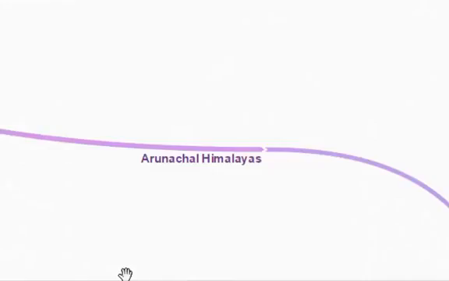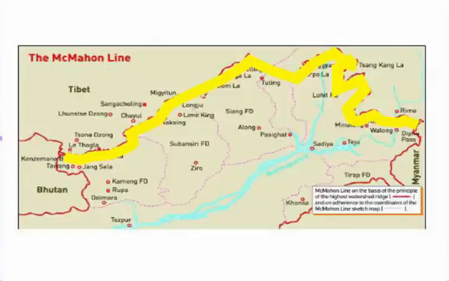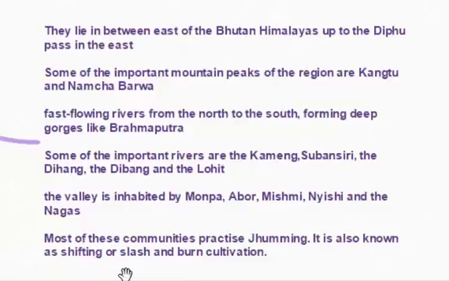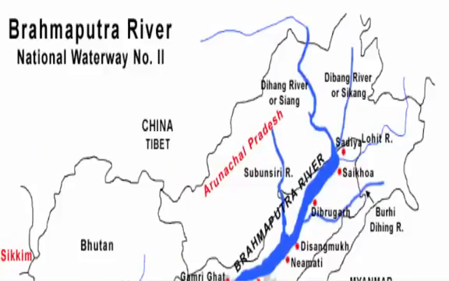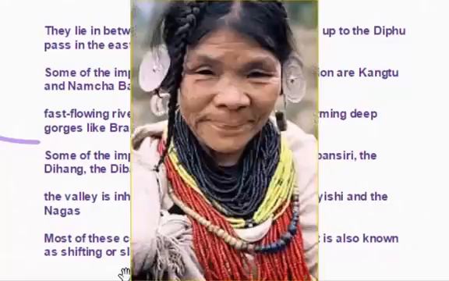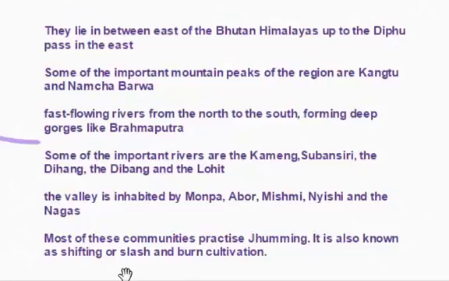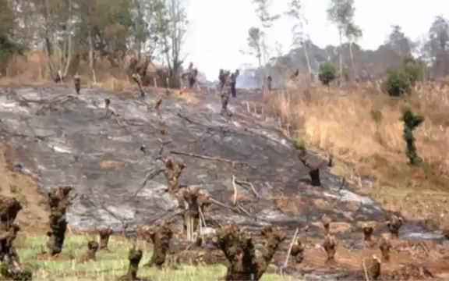Let's move on to the Arunachal Himalayas. They lie in between east of Bhutan Himalayas up to Diphu Pass in the east. Some of the important mountain peaks of the region are Kangto and Namcha Barwa. Rivers like Brahmaputra, which are fast flowing rivers from north to south, form deep gorges. Some of the important rivers are the Kameng, Subansiri, the Dihang, the Dibang and the Lohit. The valley is inhabited by Monpa, Abor, Mishmi, Nishi and the Nagas. Most of these communities practice jhuming. It is also known as shifting or slash and burn cultivation.